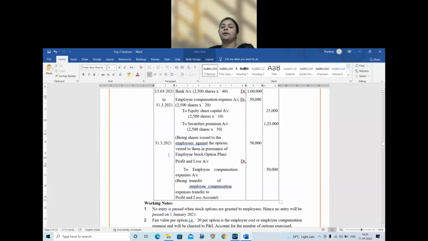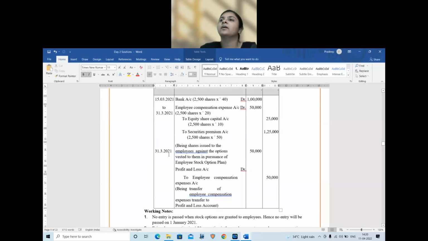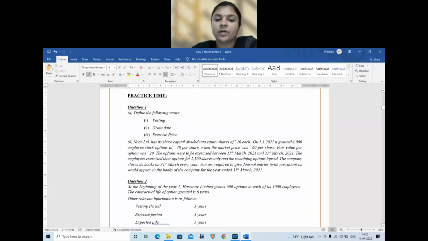Your entry for first entry will be ideally what? Employee expense entry. First create the expense entry. ESOP expenses account debit to ESOP outstanding. The amount is going to be 20 rupees into 4,000, which is 80,000 rupees.